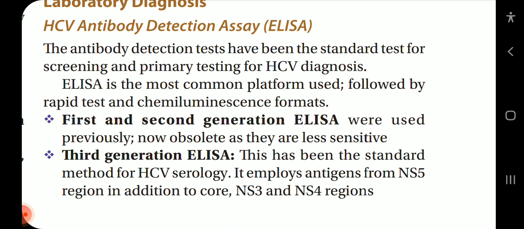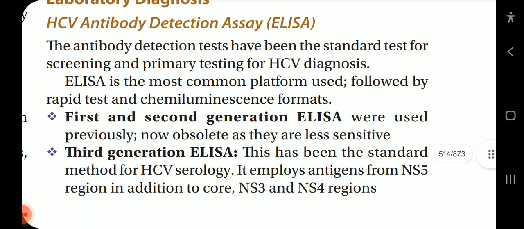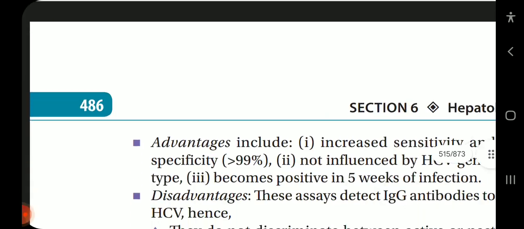Lab diagnosis. HCV antibody detection assay, ELISA. The antibody detection tests have been the standard test for screening and primary testing for HCV diagnosis. ELISA is the most common platform used, followed by rapid test and chemiluminescence formats. First and second generation ELISAs were used previously, now obsolete as they are less sensitive. Third generation ELISA has been the standard method for HCV serology. It employs antigens from the NS5 region in addition to core, NS3, and NS4 regions.